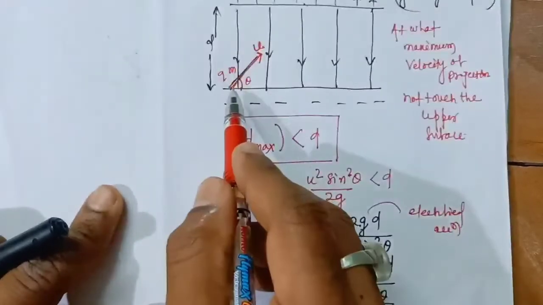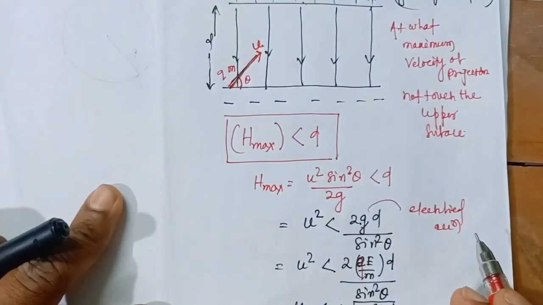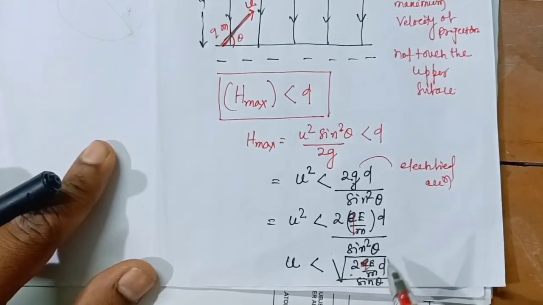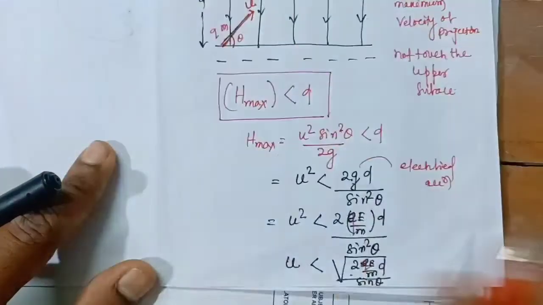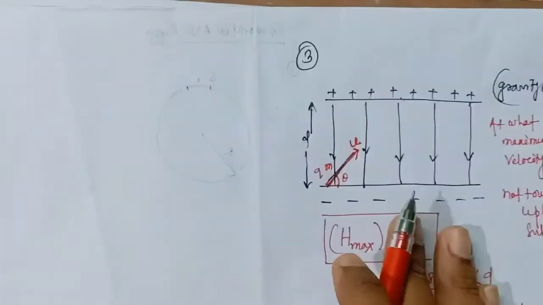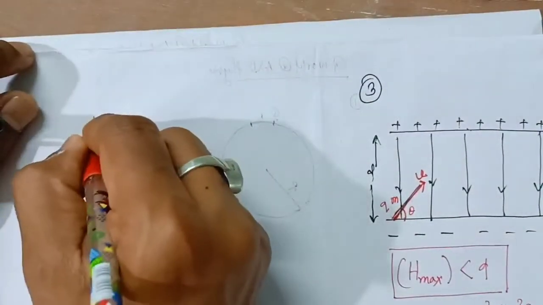So if I want to project at what maximum speed I can offer, that maximum speed must be less than this value, so that it goes and does not touch the upper surface. I hope this scenario is clear to everyone. Let me do one more illustration to give confidence to the student.